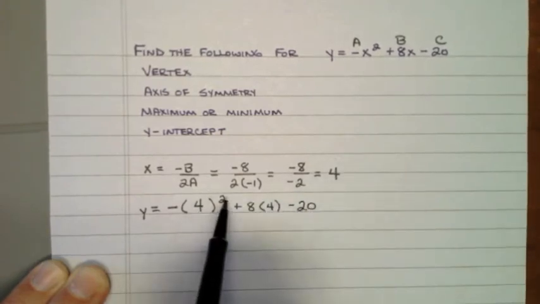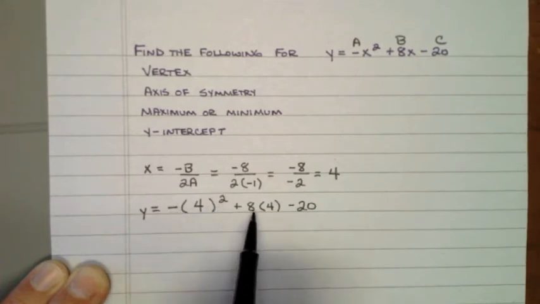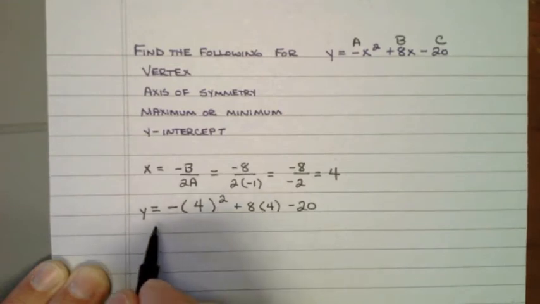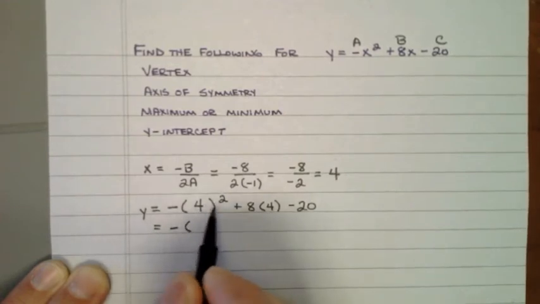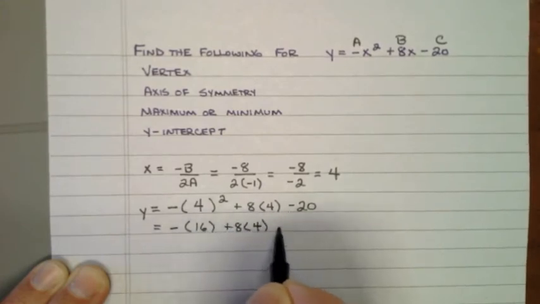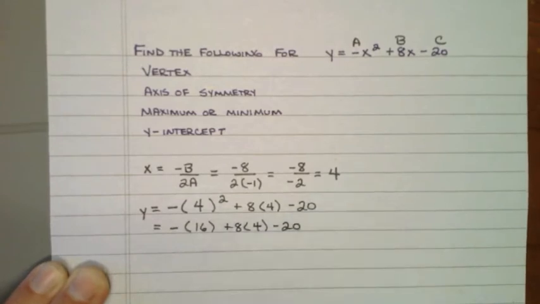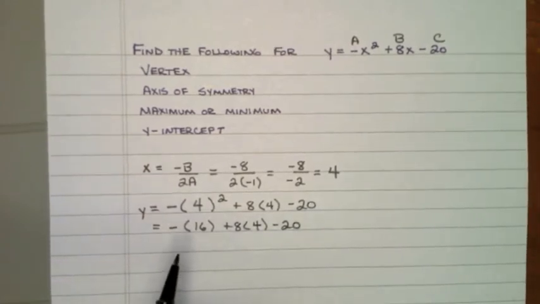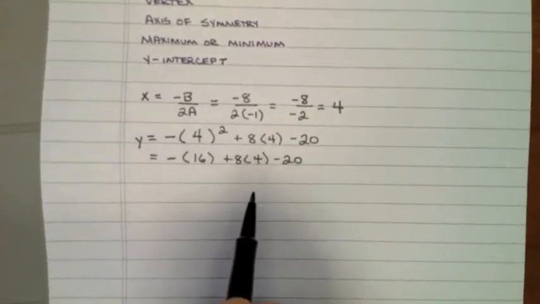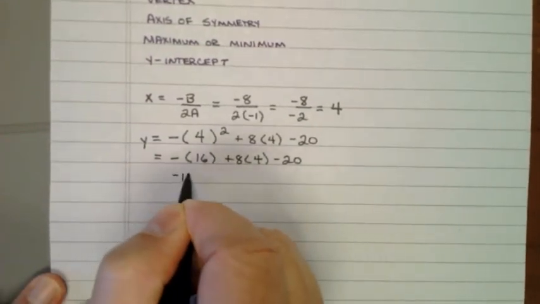I'm going to square this. I need to do my exponents before I do any multiplying. Right on the outside out here, that's an 8 times 4. This is a negative 1 times whatever 4 is squared. So I have to square this and then multiply it by negative 1. 4 squared is 16. Now I'm going to do my multiplying. This is negative 1 times 16. Negative 1 times 16 is negative 16.